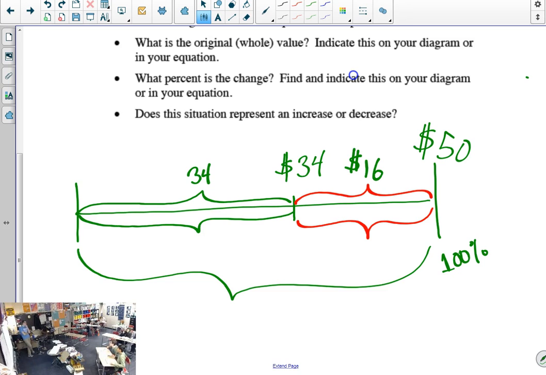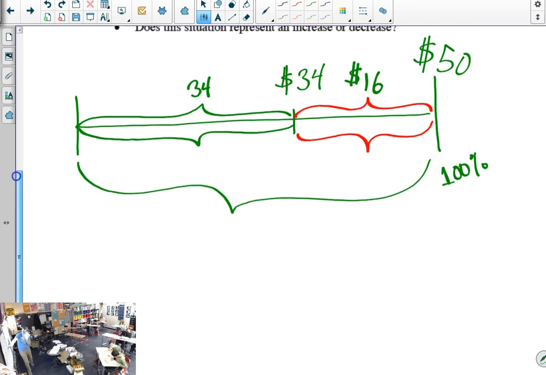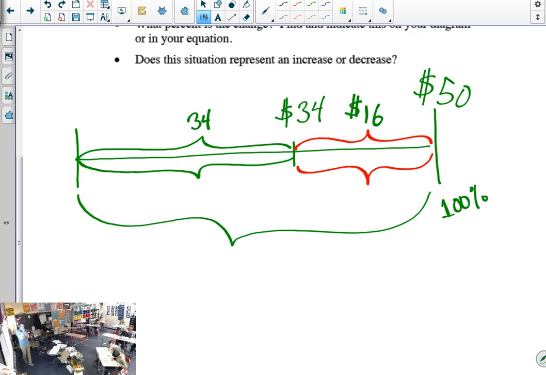We can do 34%. No. You could do 50% or 100%? No. Sky, how can I calculate what percent the 16 is worth in this situation? How do we find a percent?